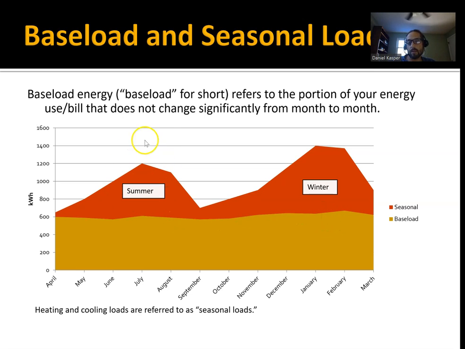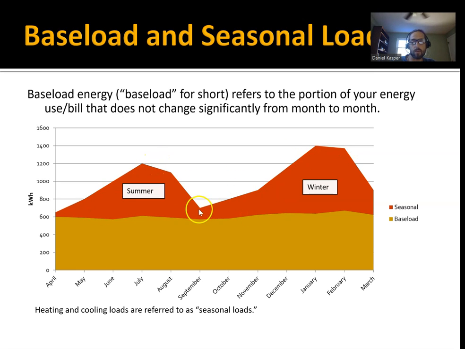Whereas this seasonal use, and this is an all-electric house, in the summer it peaks, right? Because of air conditioning, cooling. Remember, there's not a whole lot of cooling in this climate. And then in the winter, a lot of heating costs. Now this is more of a heating-dominated climate, and so there's a heavy seasonal heating load. Okay, so you can see the seasonal load goes up depending on the season.